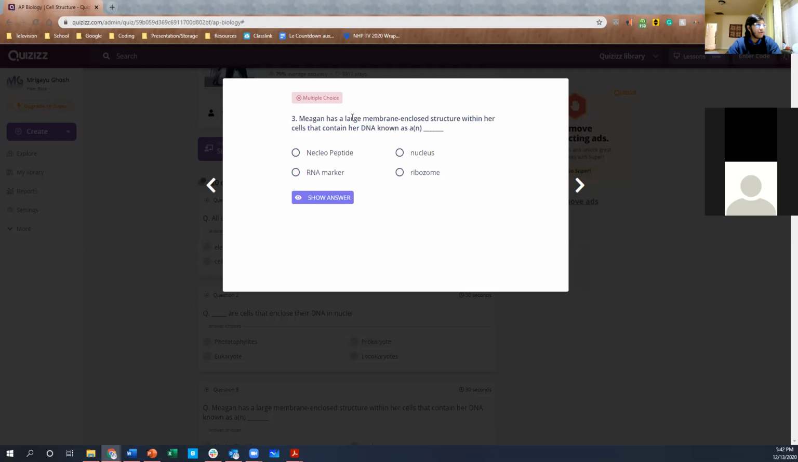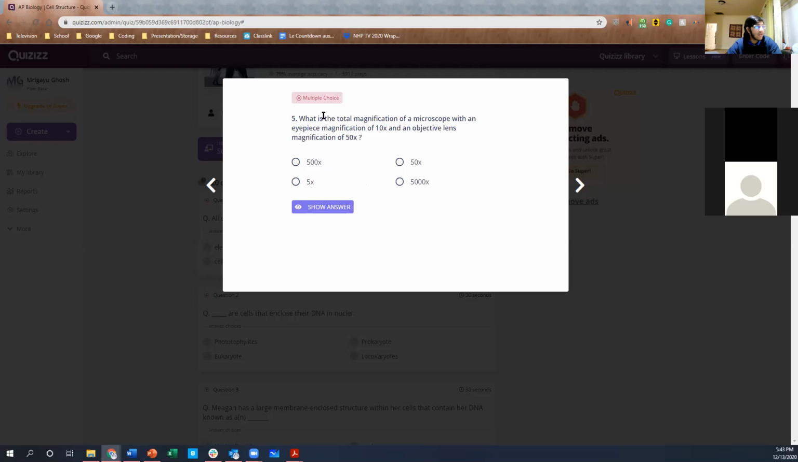Megan has a large membrane enclosed structure within her cells that contain her DNA, known as a nucleus, right? Yeah. Okay. If you're comfortable, Mira, you can just shout them out. That way we can go through these really quickly. In general, eukaryotic cells, including plant and animal cells, are blank than prokaryotic cells. They are more complex. Yep, more complex.